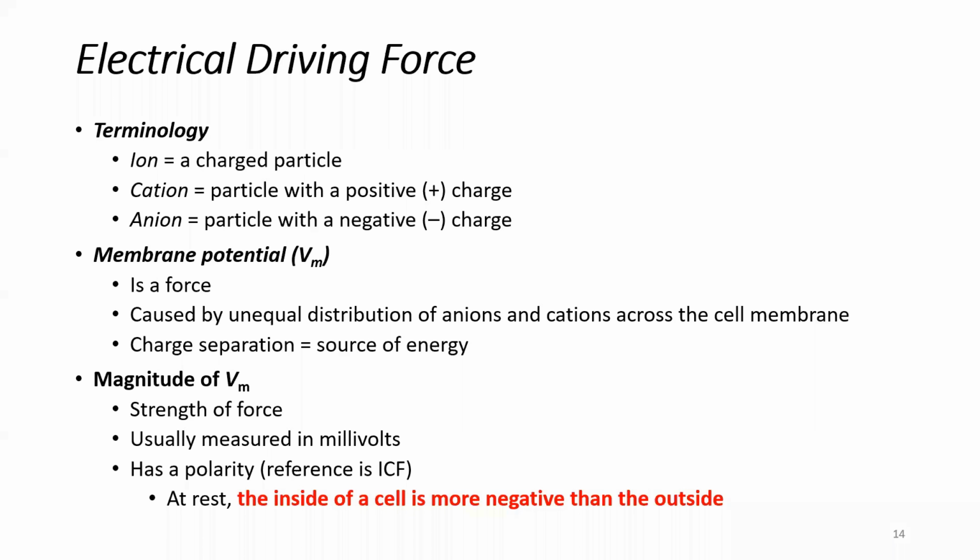So as far as the electrical driving force, it's going to take into account the membrane potential, which is essentially the degree of unequal distribution of anions and cations. If we have lots of positive charge in one area and lots of negative charge in another area, that is a separation of charge. That is an unequal distribution of the various charges, and so that's going to be a source of energy. That's going to be potential energy to be able to move those particles based on their different charges.